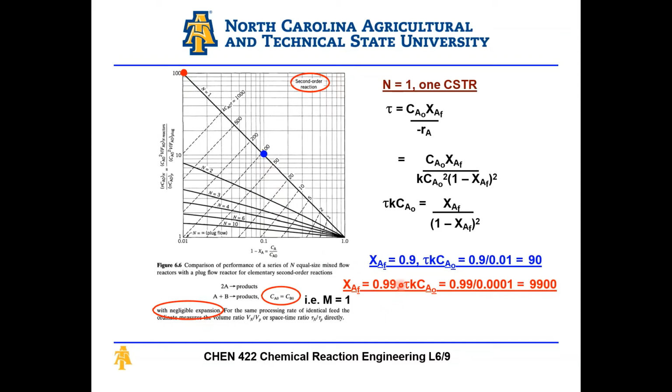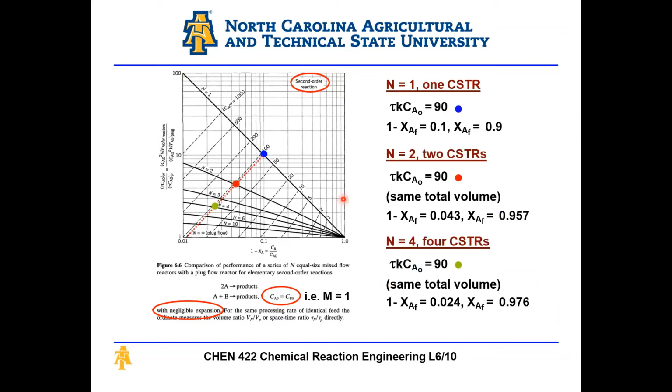And this is for a second order reaction. I want to compare the performance of 1 CSTR to the performance of 1 PFR. I would need almost a 100-fold volume increase in order to increase the conversion from 0.9 to 0.99. So again, this is a similar problem where the other approach makes a lot more sense, where, instead of trying to get a bigger CSTR, I'm going to get a bunch of smaller CSTRs and put them in series. And in this case, n equals 1, tau k C naught is equal to 90.